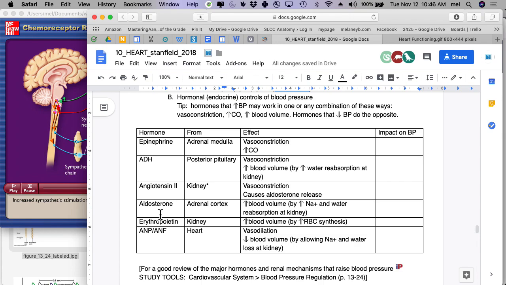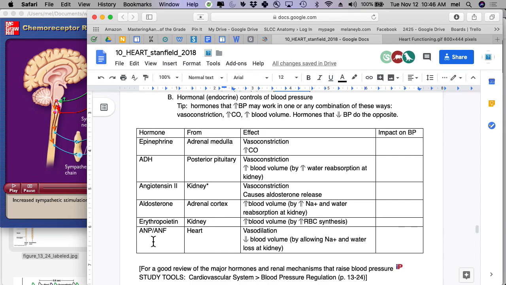Aldosterone, our friend, comes from the adrenal cortex, and it increases blood volume by increasing sodium and water retention at the kidney. What's that going to do to your blood pressure? Increase it. We haven't talked about erythropoietin yet, but you may have in anatomy. It causes erythropoiesis, red blood cell synthesis. If you have more solids in your blood, what's it going to do to your blood pressure? It's not dramatic and it's not quick, but it does increase your blood pressure if you have more stuff in it. It also increases your viscosity.